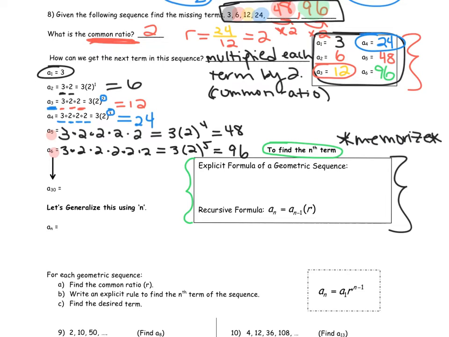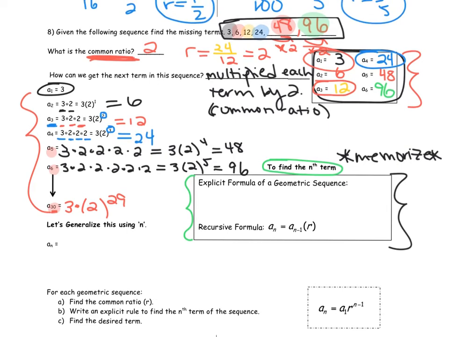If I wanted a sub 30, we still write down that initial term, the initial amount, which is 3, times 2 to the 29th. It's always 1 less than the n value. So if we want to write down a generic formula, let's observe what we've done so far here. Notice how everything is starting with a 3.